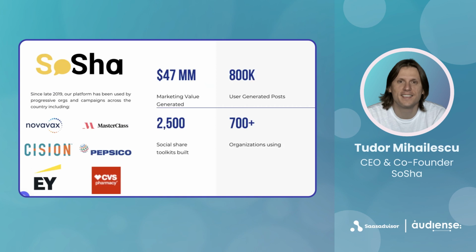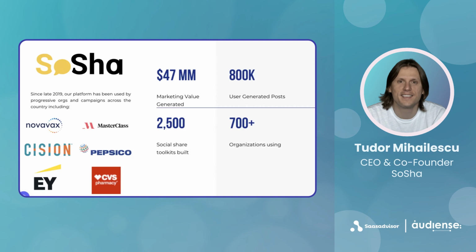Going back a little bit, what is our experience in this space, and what have we done so far? We started our company at the end of 2019. We've been working with more than 700 organizations so far that have used our product to build social shareable content that their communities can use. And we've powered around 800,000 user-generated posts. Our platform has been used by big brands and organizations, including Novavax, Masterclass, Cision, PepsiCo, Ernst & Young, and CVS. We're both in Europe and in the United States.